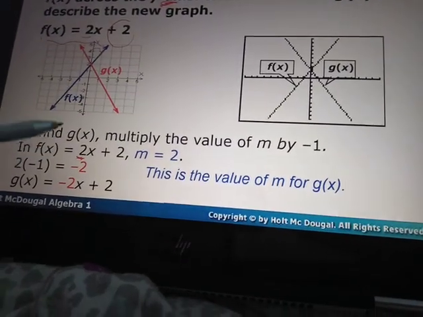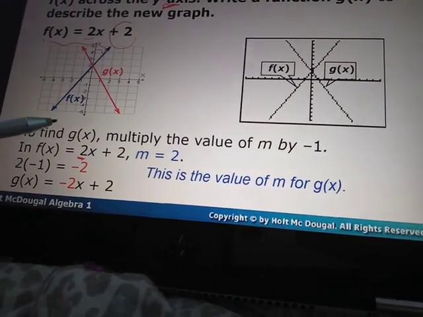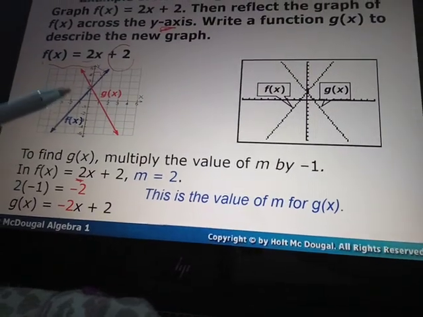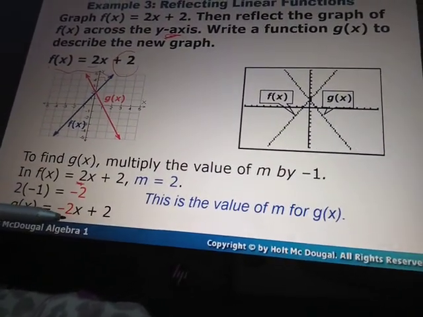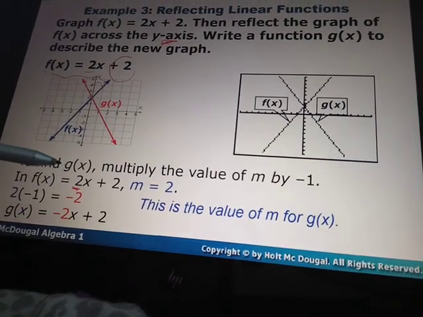So how do you say it's a reflection? Look at the slope. If it's opposite numbers, it reflects across the y-axis.